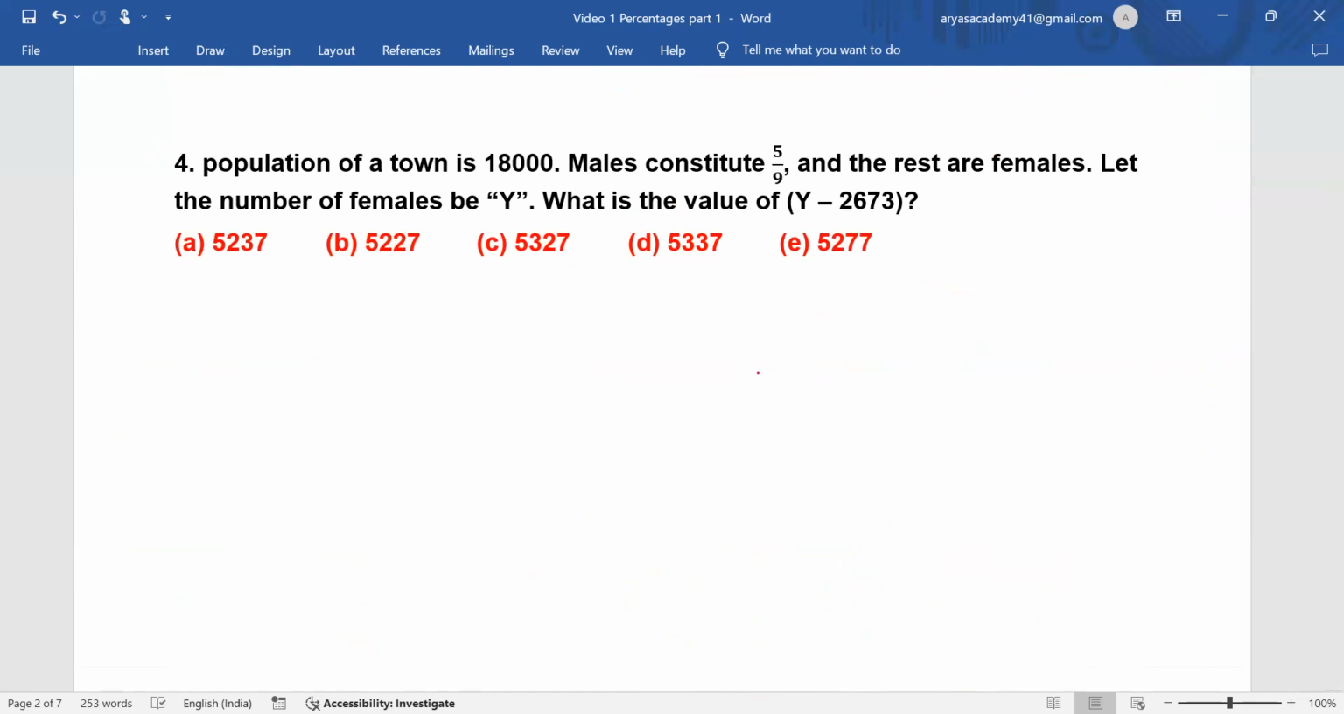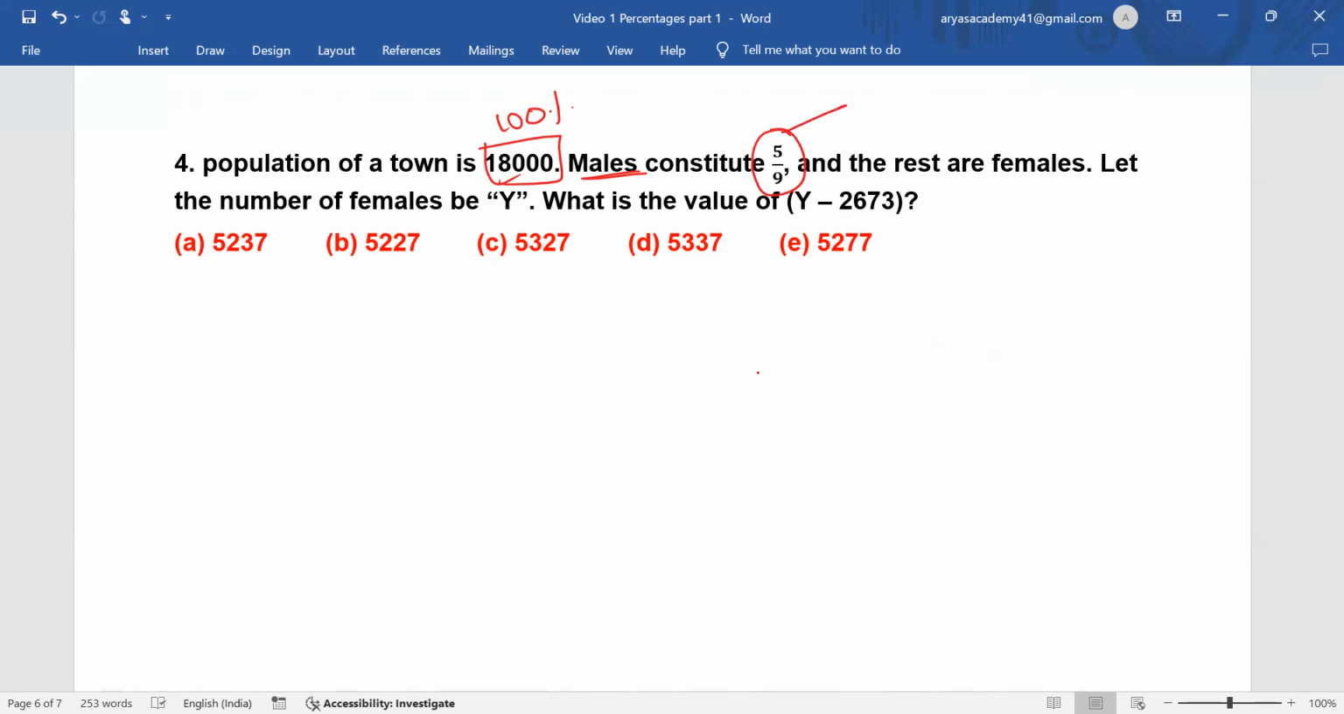The population of a town is, again it has been very clearly mentioned, 18,000, which is 100%. And it has been very clearly mentioned that males constitute 5 by 9. Males constitute 5 by 9. See, till now we had a look at percentages, but now it has been given as a fraction.